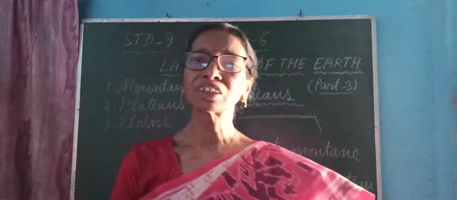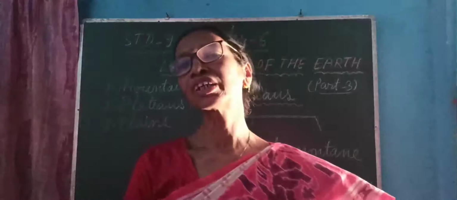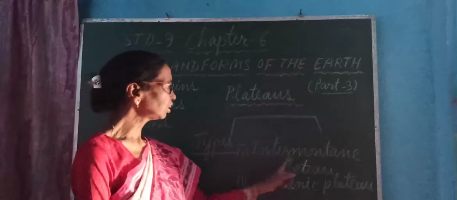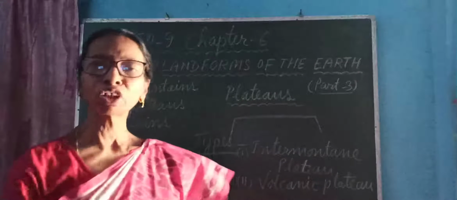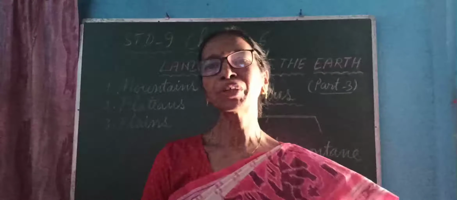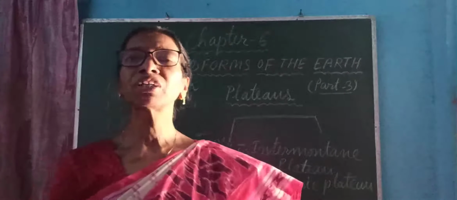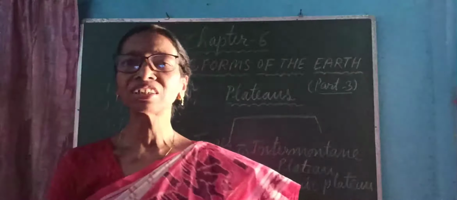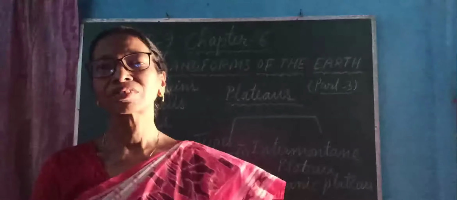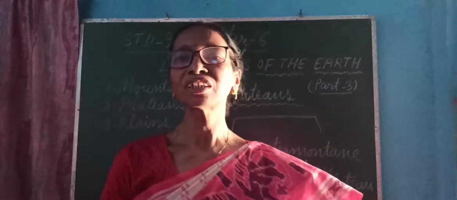According to the formation and the location, plateaus can be divided into two categories, or there are two types of plateaus. First is the Intermountain Plateau and second is the Volcanic Plateau. What do you mean by the Intermountain Plateau? The plateau which is located between two mountain ranges, or which is surrounded by mountain ranges, is known as an Intermountain Plateau.